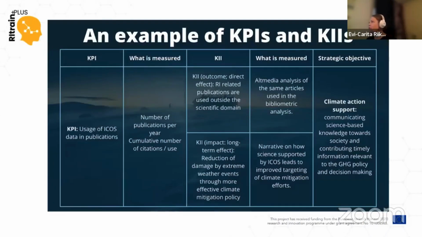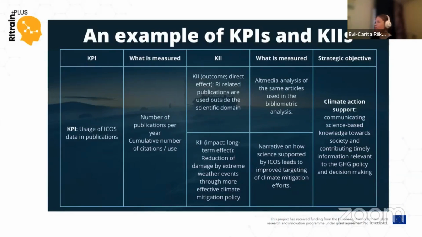So here's one example from ERICs about the difference between KPIs and key IIs, so key performance indicators and key impact indicators. We have a KPI that is called the usage of ERICs data in publications. And what we measure inside that KPI are the number of publications per year and the cumulative number of citations. And then we want to see if those publications have impact, then the direct impact is measured by analyzing the use of articles that are actually used outside the scientific domain.